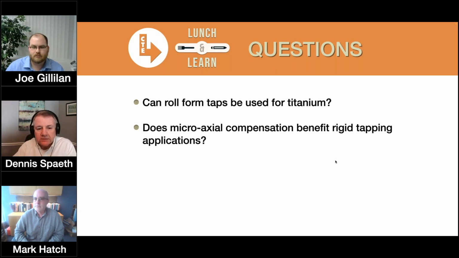Well, the second question there is just, does micro axial compensation benefit rigid tapping applications? Joe, why don't you take this one?